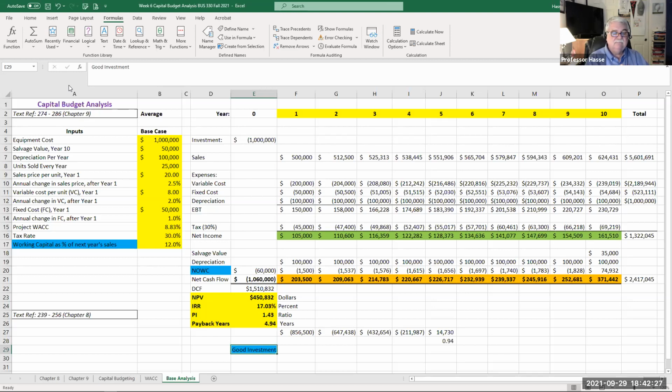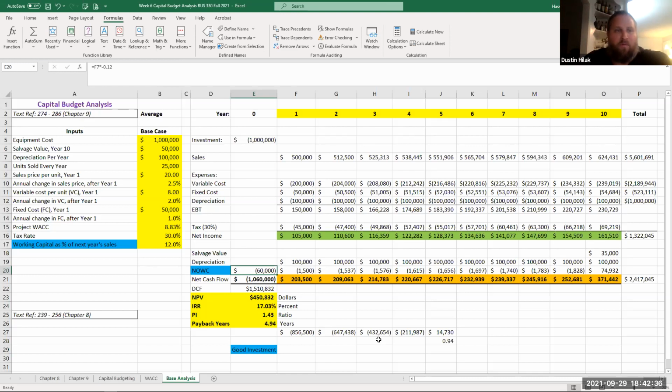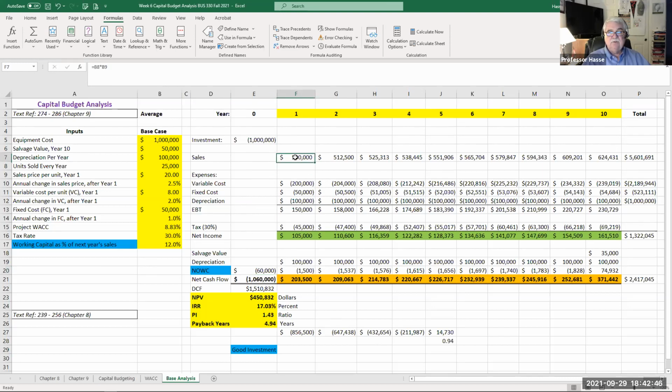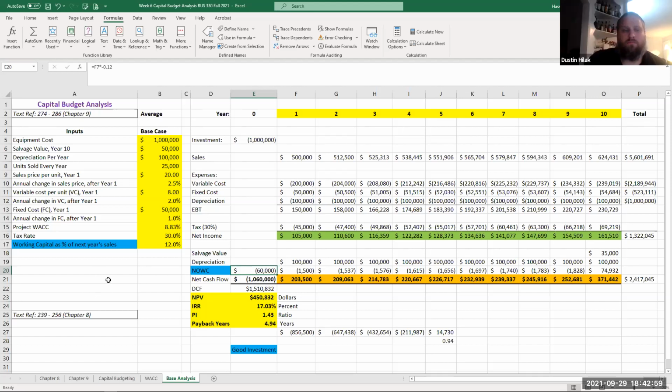Dustin. Can you click on the $60,000 for the net working capital? Is that a formula? Yeah, it's taking the first year sales of 500,000 times the working capital rate of 12%. So 12% of 500,000 is $60,000. Thank you.